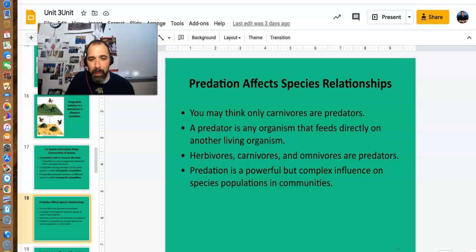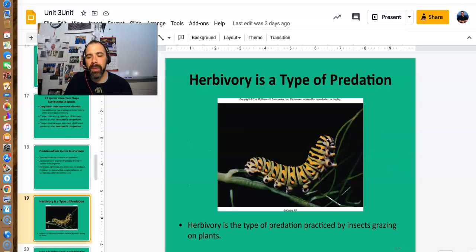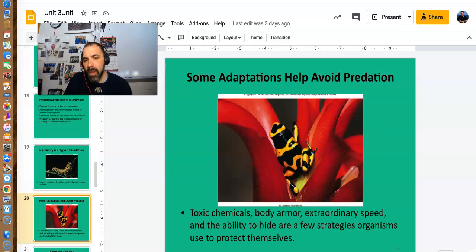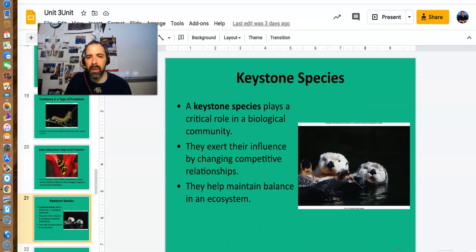I'm not saying it's a bad thing, but predation is a powerful but complex influence on species. Herbivory is a type of predation. So a caterpillar eating a plant, that's predation. However, some adaptations have evolved to avoid predation. For example, toxic chemicals, body armor, extraordinary speed, ability to hide. These are just a few strategies organisms use to protect themselves.